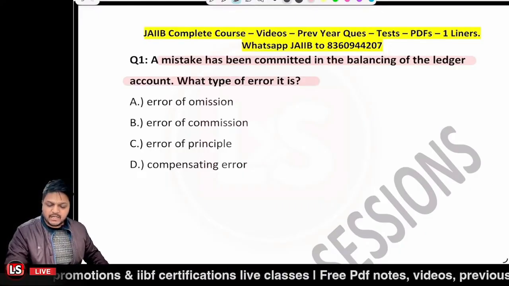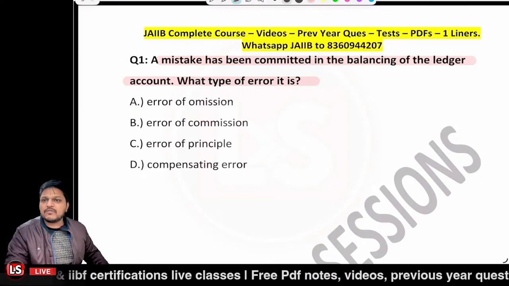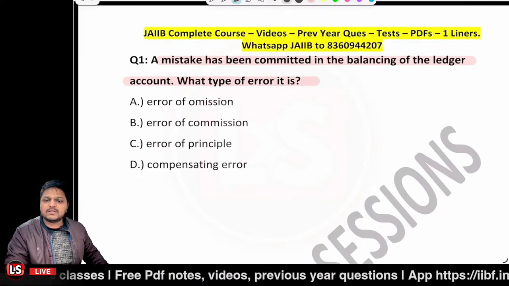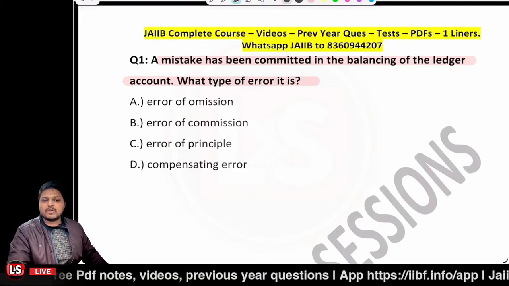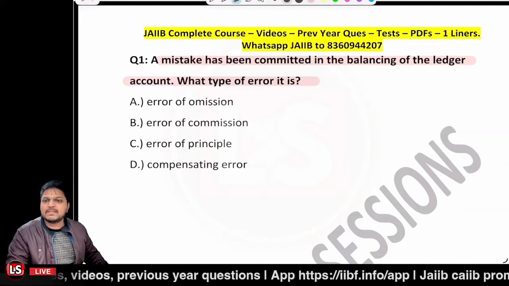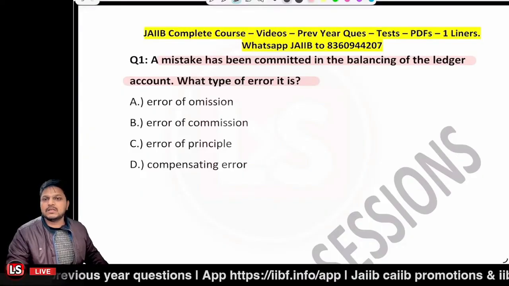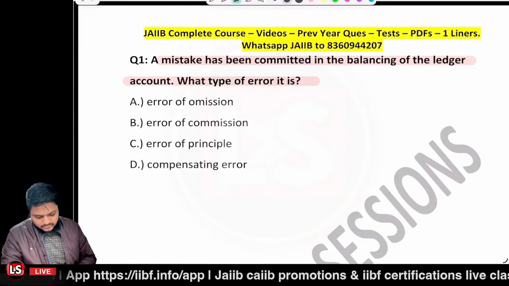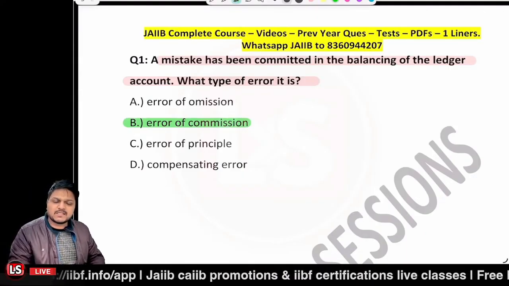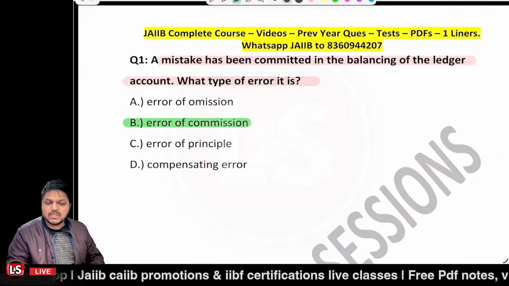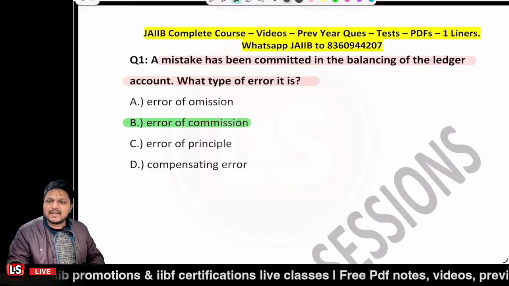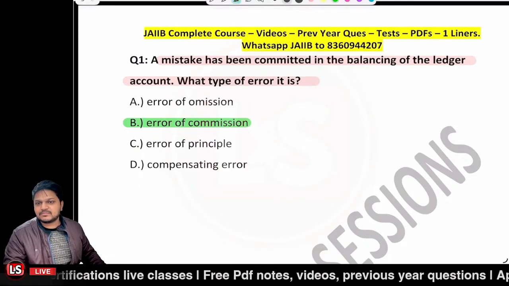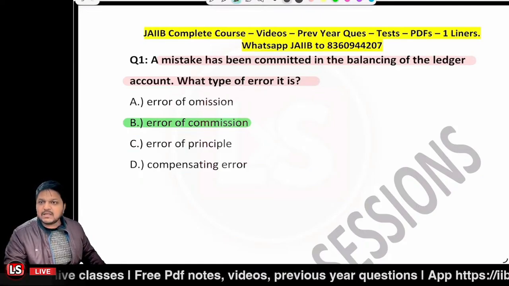If you have committed a mistake in balancing of the ledger account, what type of error is it? It will be the error of omission, error of commission, error of principal, or the compensating error. The answer would be error of commission. If you have posted the wrong balances on the wrong side, wrong account, right? Or balancing is not done correctly, it's related to the error of commission. So option B will be the correct answer here.